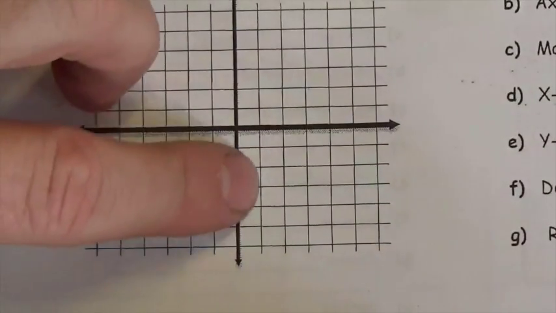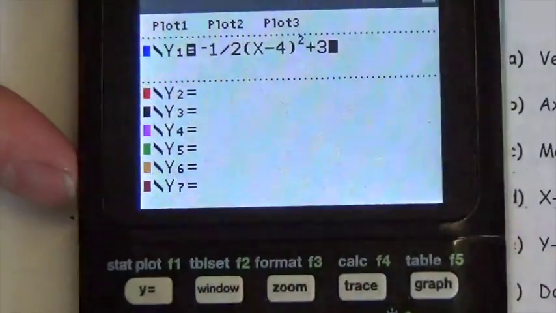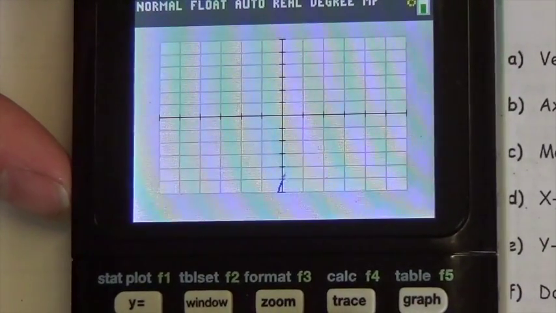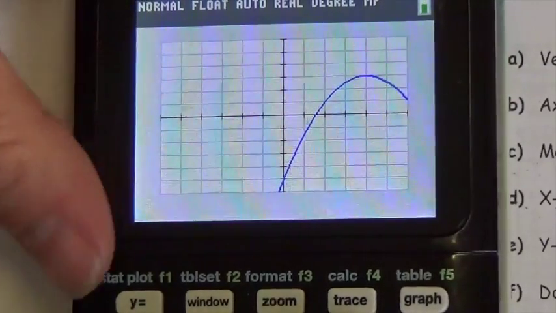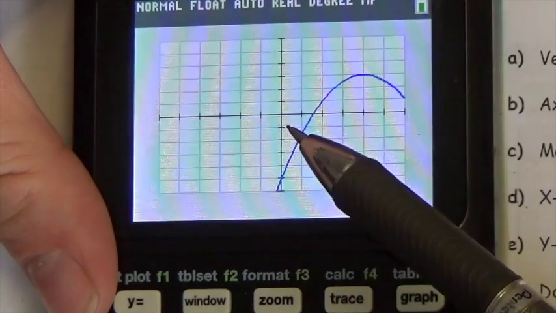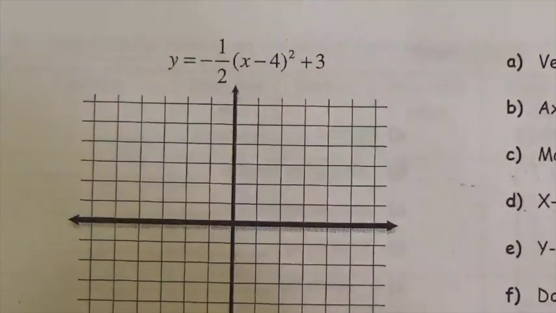The graph looks like I'm dealing with the same window settings. 1, 2, 3, 4. Yeah, basically the same window settings. So I'm going to press graph right now. I shouldn't have to change anything. All right, there we go. So now I can see fairly clearly that the y-intercept here, 1, 2, 3, 4, 5, it's going through like negative 5, it looks like to me.